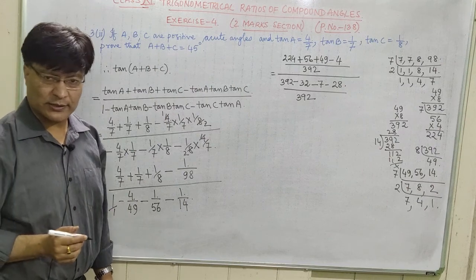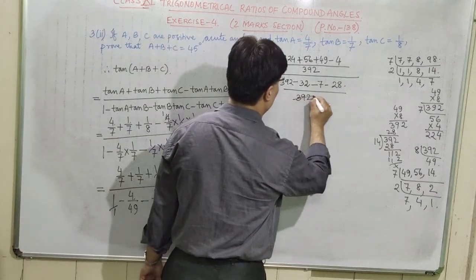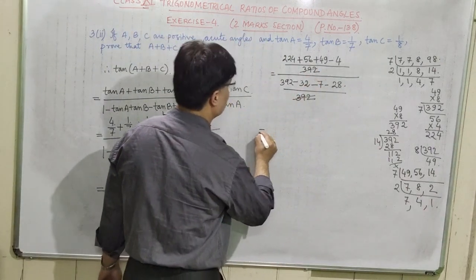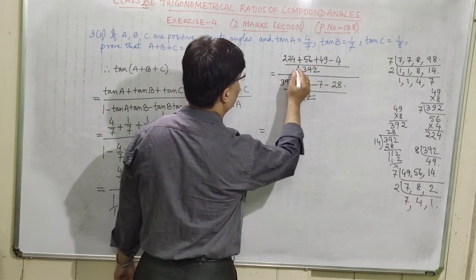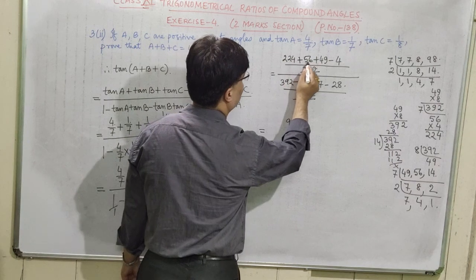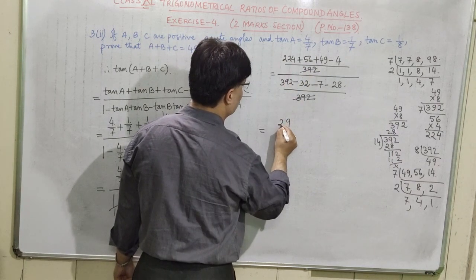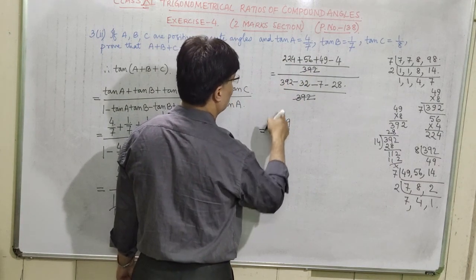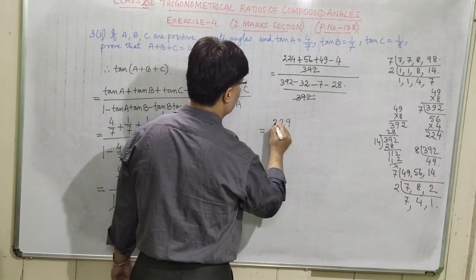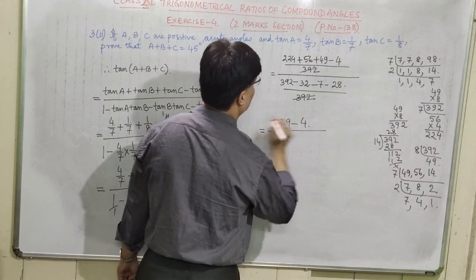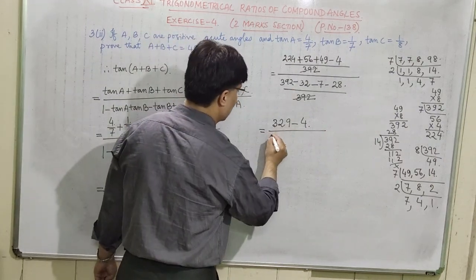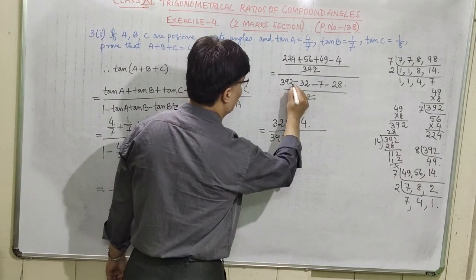Okay. So this LCM will be cancelled. So which is equal to, now add them. 6 plus 4 is 10 plus 9 is 19. 9, 1. 3 plus 5 is 8. 8 plus 4 is 12. 12, 2. Then 1. 2 plus 1 is 3. That is 329 minus 4, divided by this is 392, right? 392.